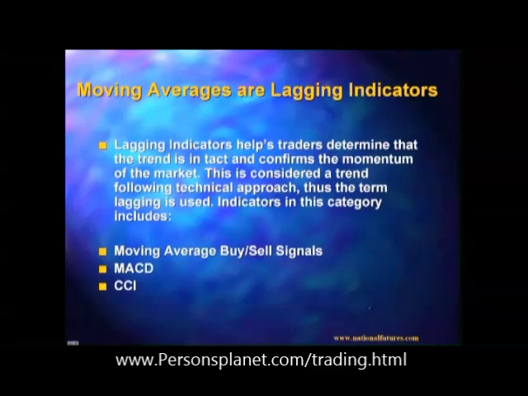Moving averages are considered a lagging indicator. And think of the logic of this. A lagging indicator really just helps traders determine that the trend is intact and confirms the momentum of the market. This is considered a trend-following technical approach, thus the term lagging is used. There are other indicators in this category which include a moving average buy and sell signal system, moving average convergence divergence technical indicator, and commodity channel index, otherwise known as CCI.